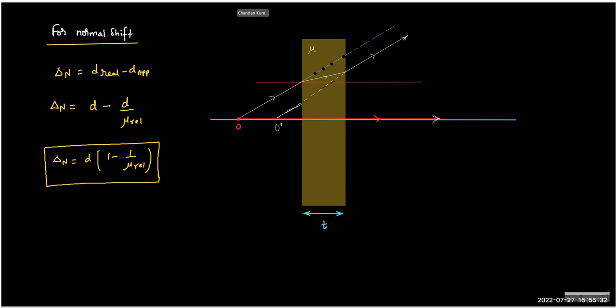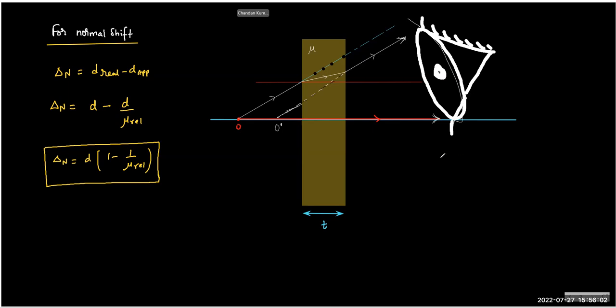So for any observer, if you observe this ray and this ray, imagine this is the eye. The light rays will enter the eye and the image position will look like this. So anyone looking from the other side will always see the apparent position, and the displacement is called the normal shift.